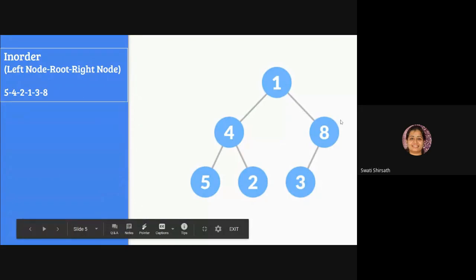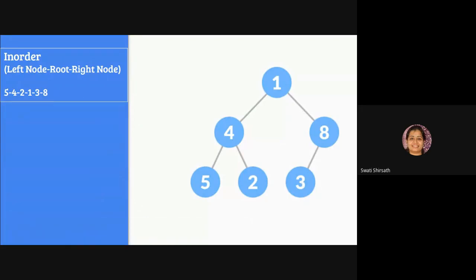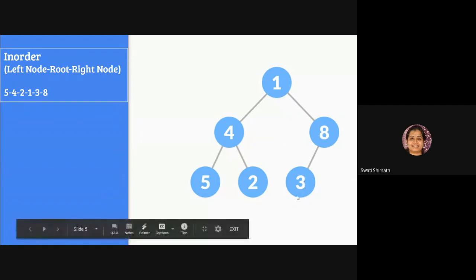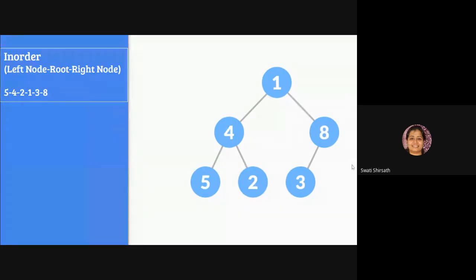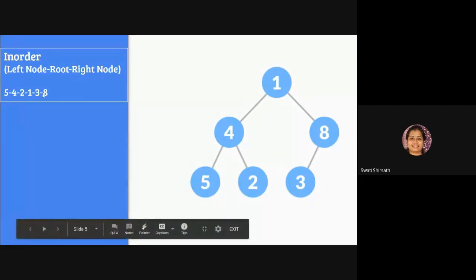In the right tree, again we will follow the same sequence: left, root and right. So left of this 8 is this 3. There is nothing attached to 3. So we will write down 3 first and then we'll move to root, that is 8. Now there is no right, so we will leave it just like that. So our in order traversal of this tree is 5, 4, 2, 1, 3, 8.